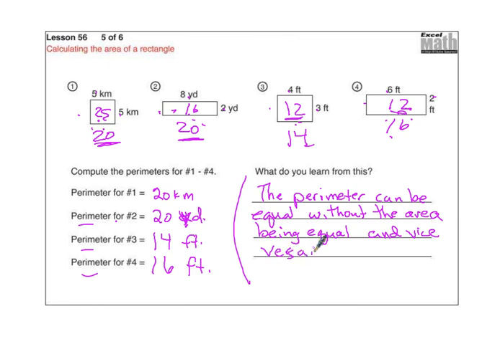In other words, we can have the area being equal, but the perimeter not being equal. Just because two shapes have the same area doesn't mean they're going to have the same perimeter. Just because two shapes have the same perimeter does not mean that they're going to have the same area.